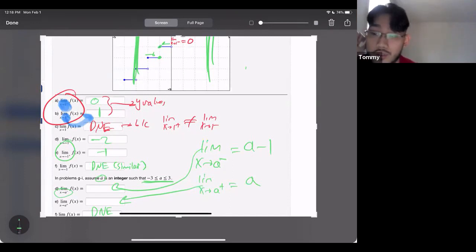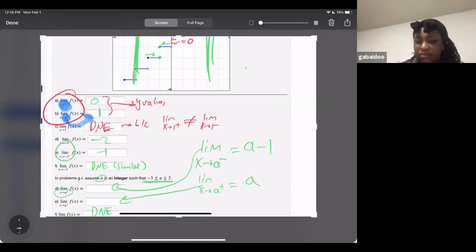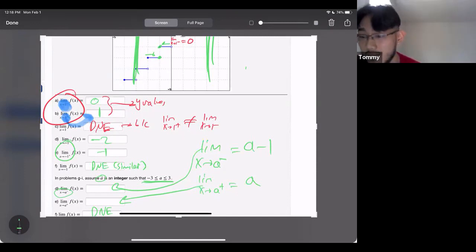Oh, I think I know what you're trying to do. I think you just fill in for D, just put A minus 1, and for E, just put A. I think that's what you gotta do. Really? I think. I don't know. I didn't do it yet, but that's what I think. So I guess I'm a little bit confused.